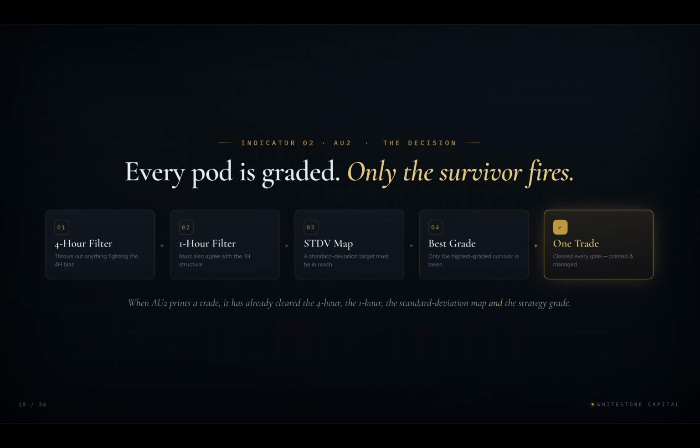Put it all together: AU2 grades every pod, throws out any that fight the higher time frame filters, and only fires the best graded setup that survives. So when AU2 prints a trade, it has already cleared the 4-hour and the 1-hour, the standard deviation map, and the strategy grade. It's the most selective tool in the bundle, fewer signals, and higher quality.